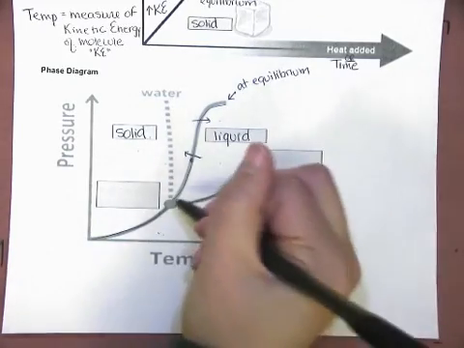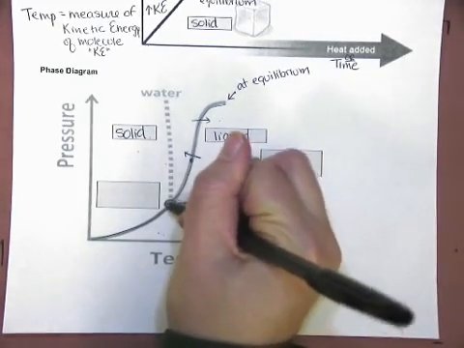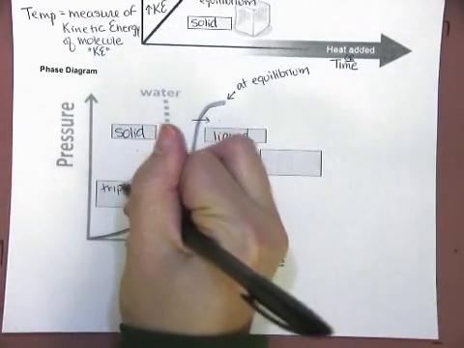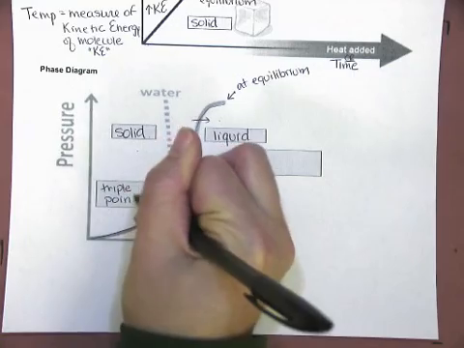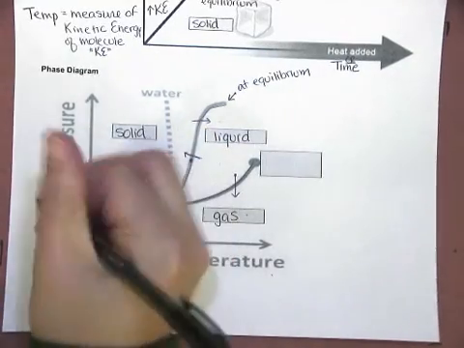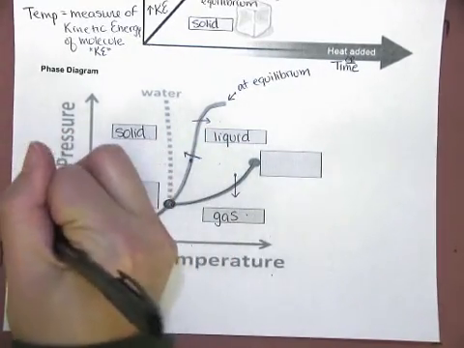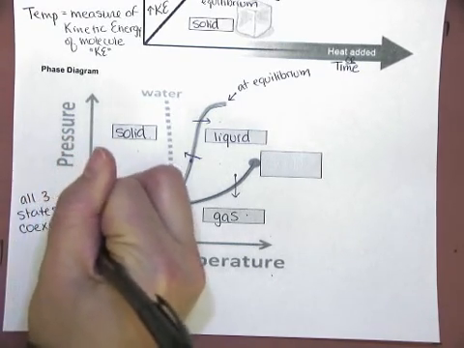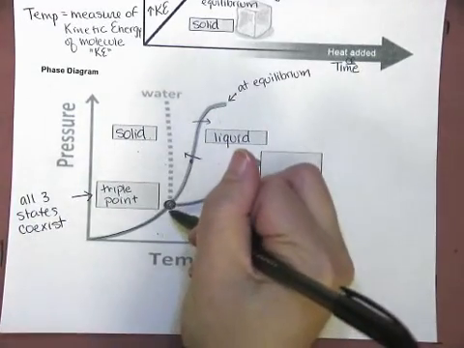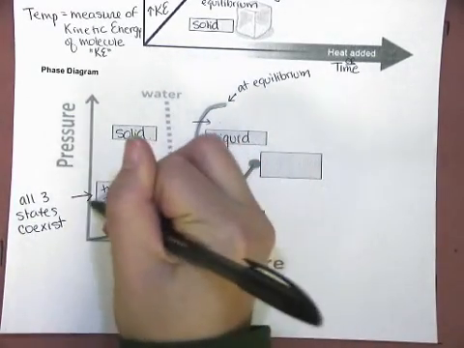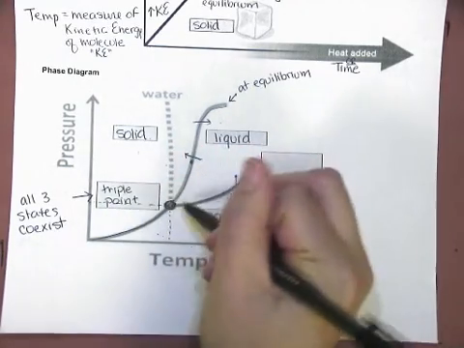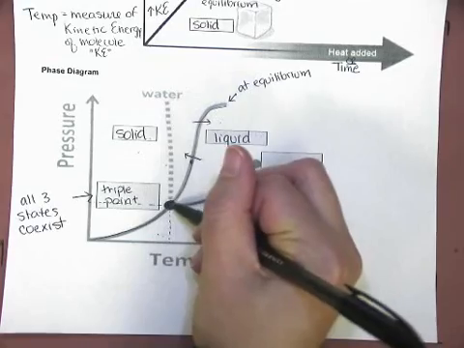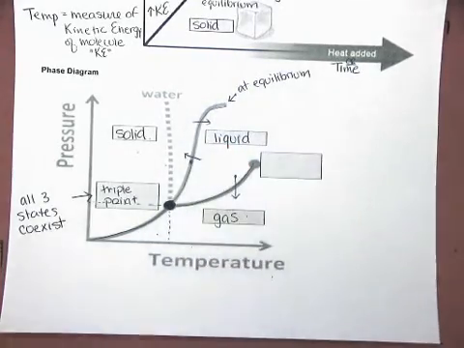We have a specific point on here, or two of them. The first one is right here, where all three of my lines come together. This is called the triple point. And here, all three states coexist. So they all happen at the same time. So at this temperature and pressure, I have solid, liquid, and gas happening at the same time. And we'll watch a YouTube video that shows us what this looks like. It's actually pretty neat.